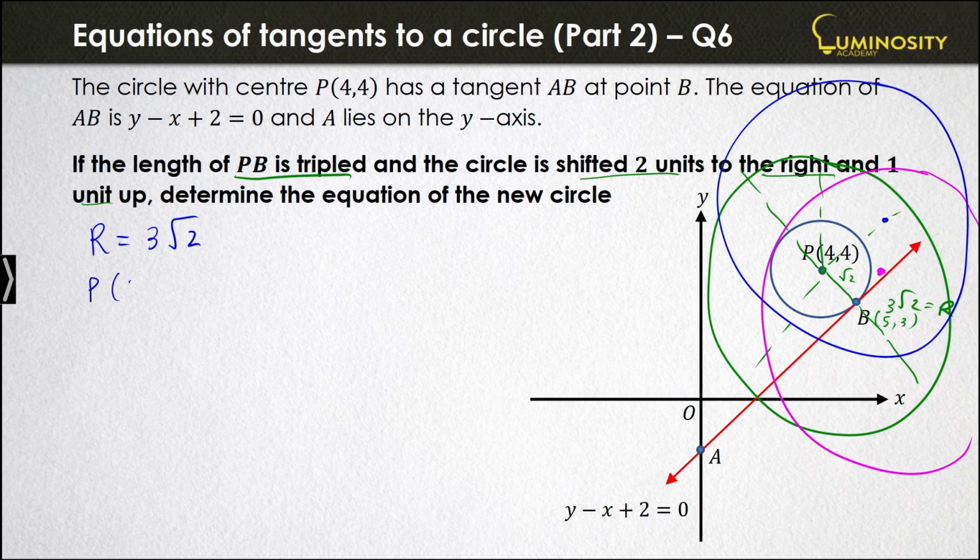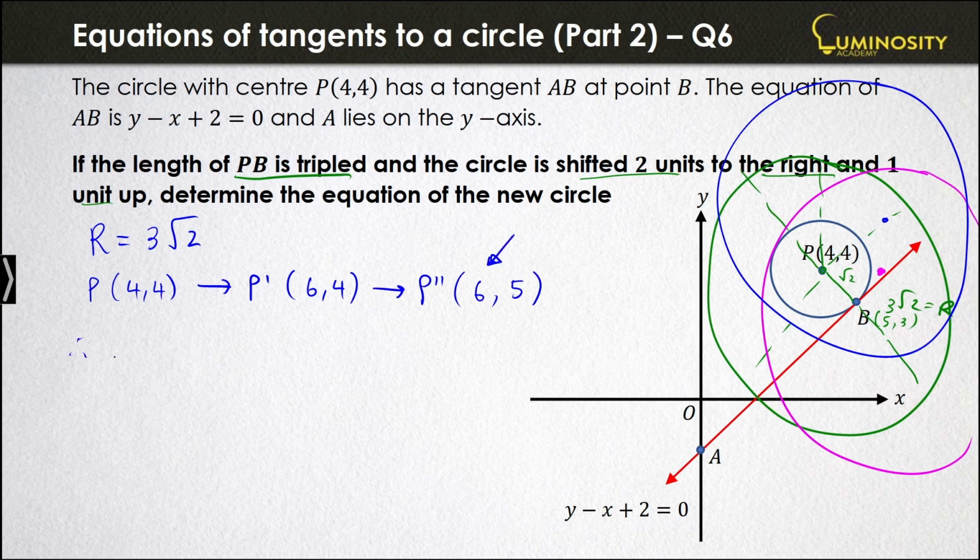So initially you have P, which is 4, 4. Then it goes to a new center, let's call it P prime. And that means you shifted it 2 units to the right. So now it's going to go to 6, 4. Okay, 4 plus 2 is 6. Then that new one, P prime, is shifted 1 unit upwards. So on the Y values, it's going to go to 5. So there's your new center point now.